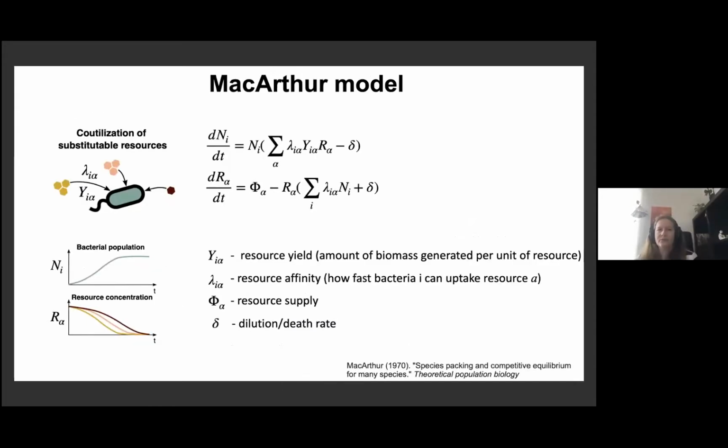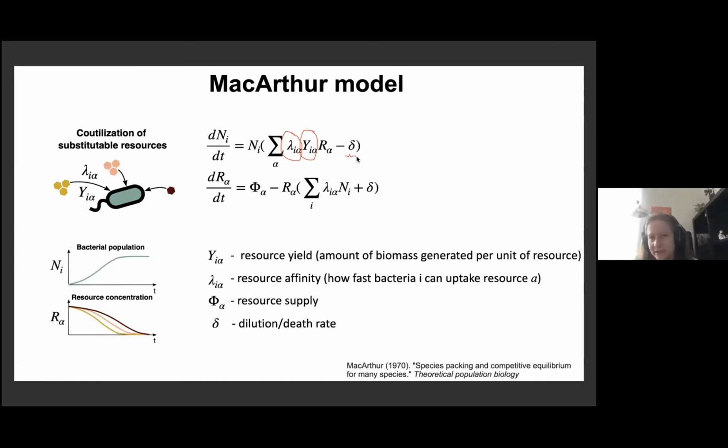And the formal equations that describe this dynamics look like this. We have 2 major parameters here. One is this lambda, another is this yield. Lambda describes resource affinity. It means how good your microbe is at uptaking this particular resource. And yield quantifies the amount of biomass that you can generate per unit of this resource.